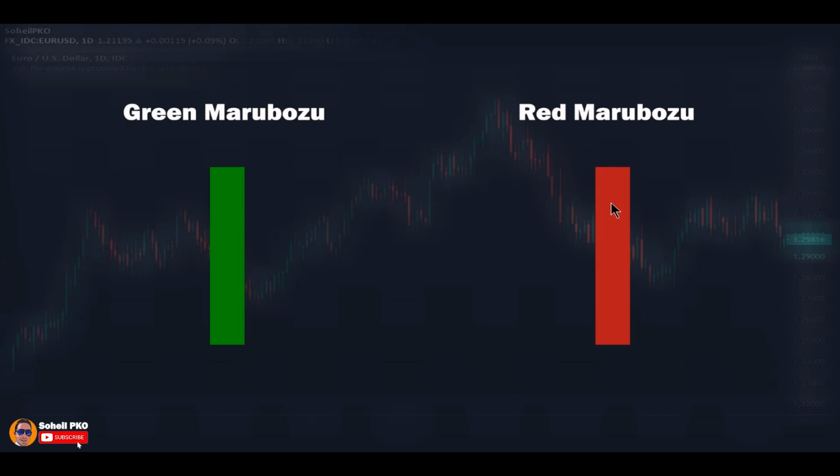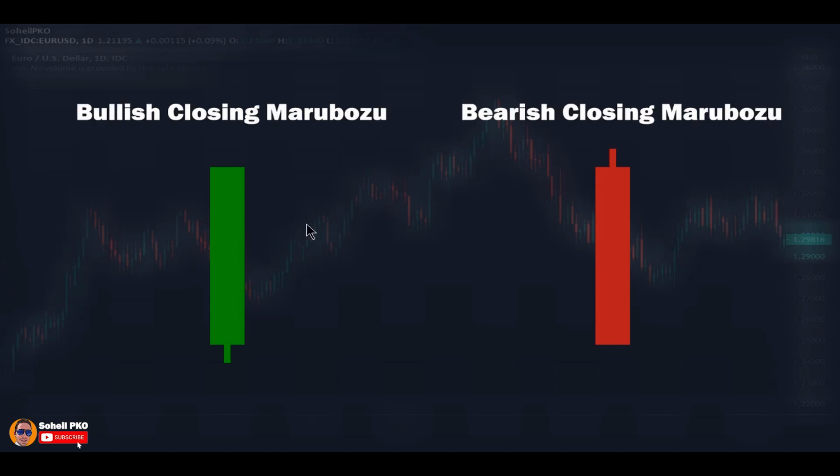And in red marubozu, high is equal to the opening price, and also close and low are equal. This candle shows that sellers were very aggressive in that time period and had full control of the price from open to close, and it shows high selling pressure, higher than the long red candle. We have other forms of marubozu candles like closing marubozu and opening marubozu.